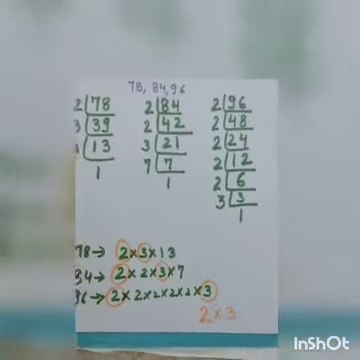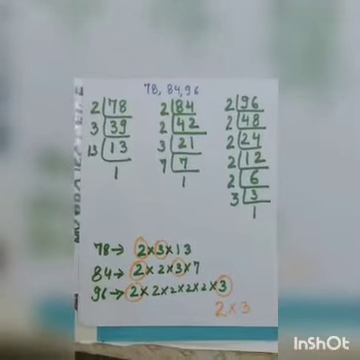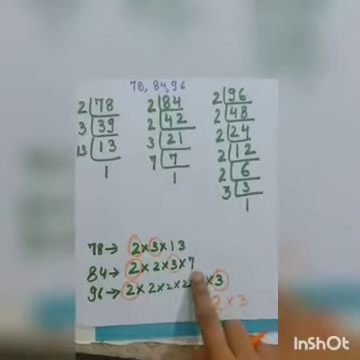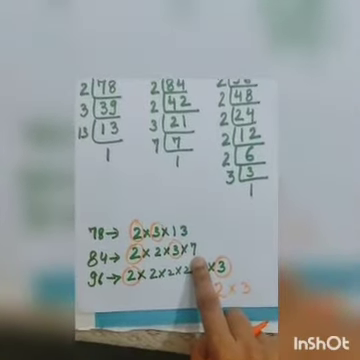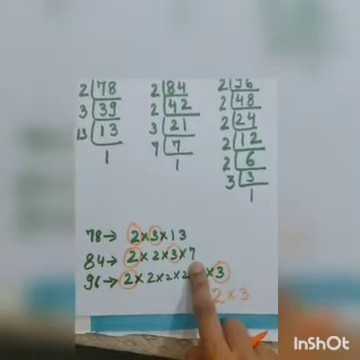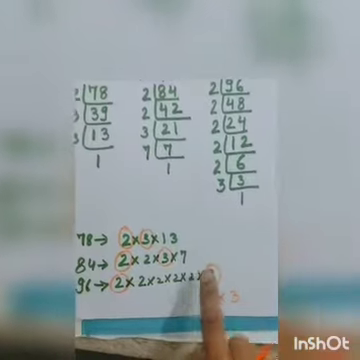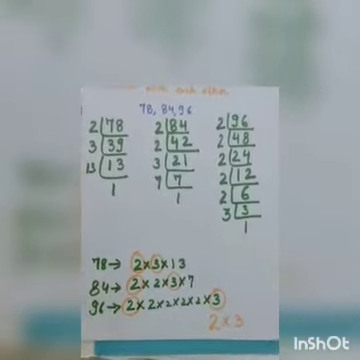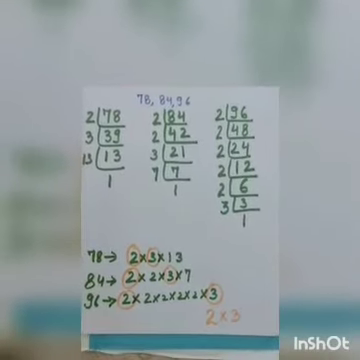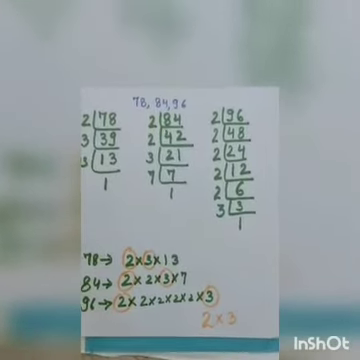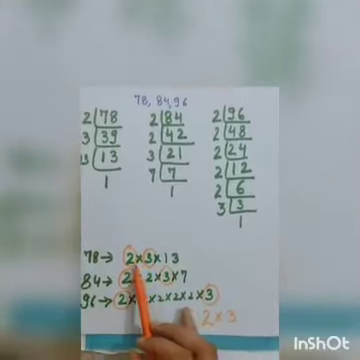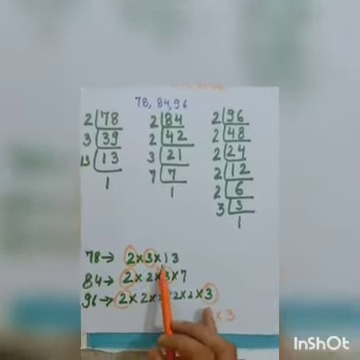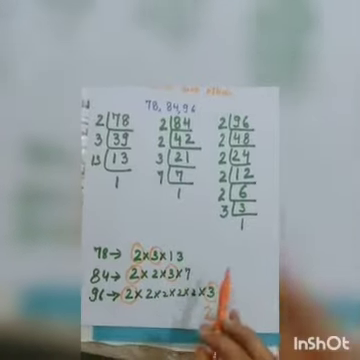Only one time. So I will take the next number. Next number is 13. But 13 is not there. So I will not take 13. Do I need to check 2 again? No, because I have covered all the factors of 78. So I don't need to check any number again.